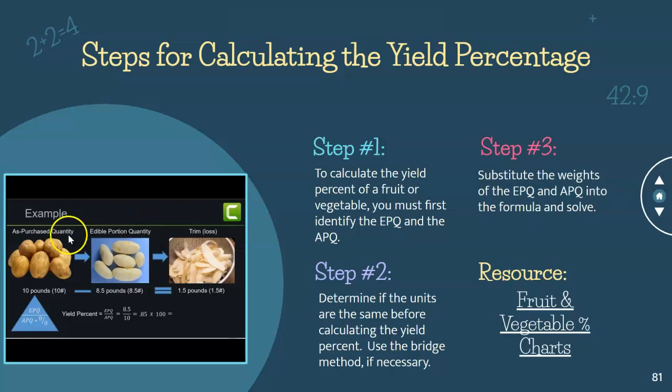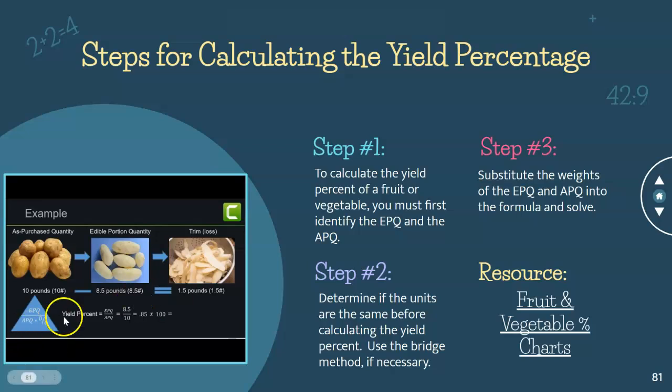You can see the as purchased quantity is right here: 10 pounds of potatoes. And then the edible portion quantity is when they're peeled, and that breaks down to 8.5 pounds. And then this is the trim. So you subtract, and that gives me the amount of the trim, which is 1.5 pounds. Now I'm going to put it into my yield percent triangle. Step 2, determine if the units are the same before calculating the yield percent, and you'll use the bridge method if you need to. And then step 3, you'll substitute the weights of EPQ and APQ into the formula and solve.